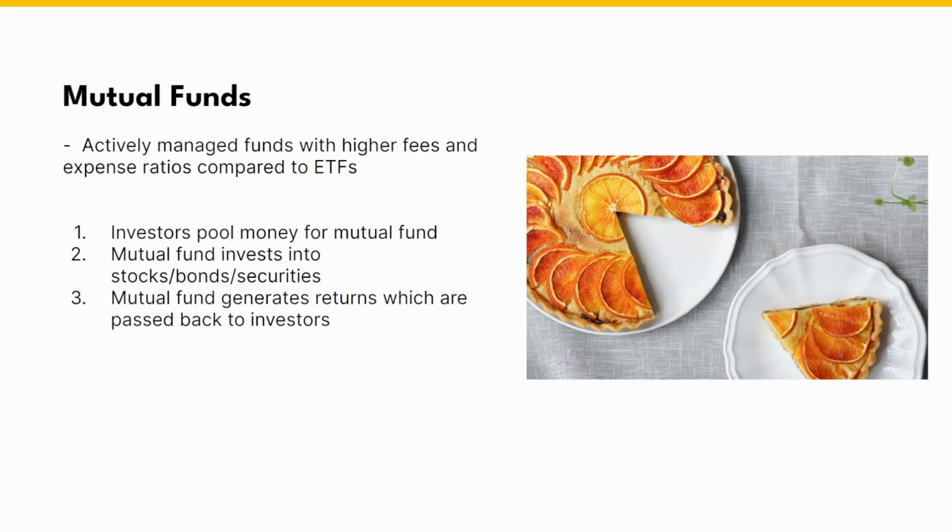Mutual funds can be purchased at the end of each trading day, whereas ETFs can be bought and sold just like stocks. So there are some limitations within mutual funds. The steps of how mutual funds work: number one, investors pool money for the mutual fund. Number two, the mutual fund invests in stocks, bonds, or securities. And then the mutual fund generates returns, which are passed back to investors. So essentially it's like what you would do when you're investing in a stock.